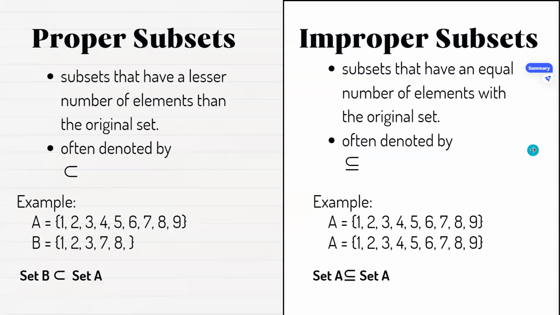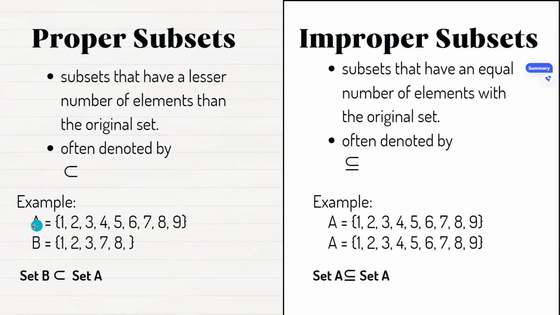Well, let's dive into the two kinds of subsets. You have proper and improper subsets. Proper subsets are subsets that have lesser number of elements than the original set, often denoted by this symbol, which is alike to your less than symbol.